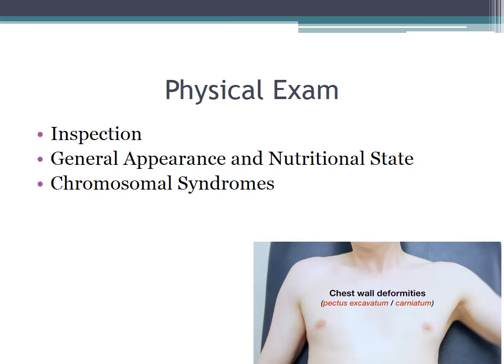Chromosomal syndromes, you want to understand that obvious chromosomal abnormalities are known to be associated with certain congenital heart defects. For example, 40 to 50% of children with Down syndrome are going to have a congenital heart defect, and the two most common defects are endocardial cushion defects and ventricular septal defects, with endocardial cushion defects being more common. And a newborn baby with trisomy 18 virtually always is going to have a congenital heart defect.